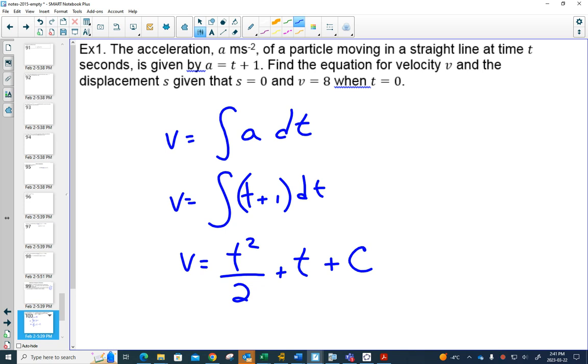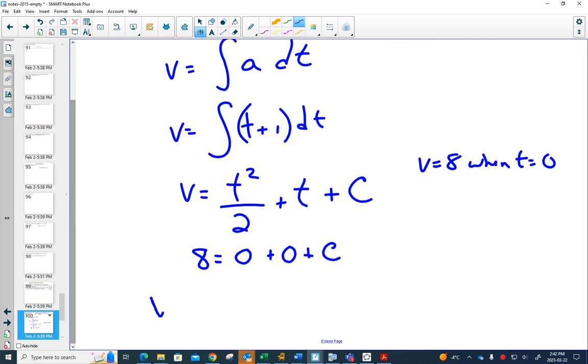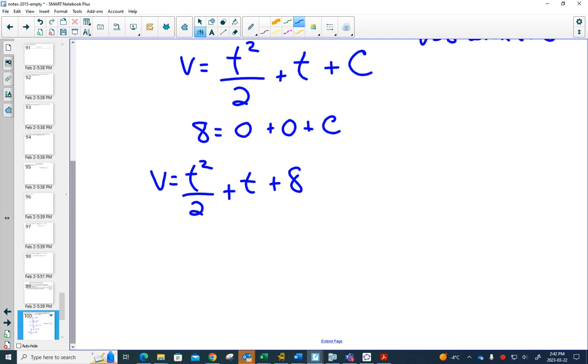And if we are given information, for example, they tell us that v equals 8 when t equals 0, well, then we can figure out that c is equal to 8. And so now we have our velocity equation is t squared divided by 2 plus t plus 8. Now our displacement equation will be the integral of our velocity.